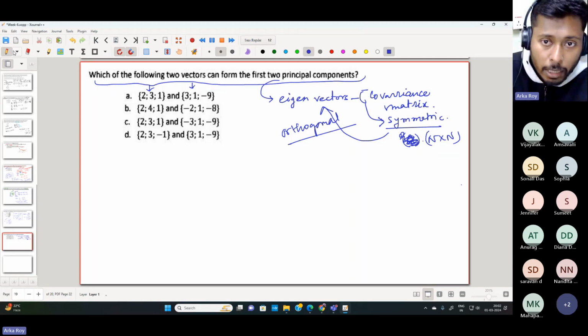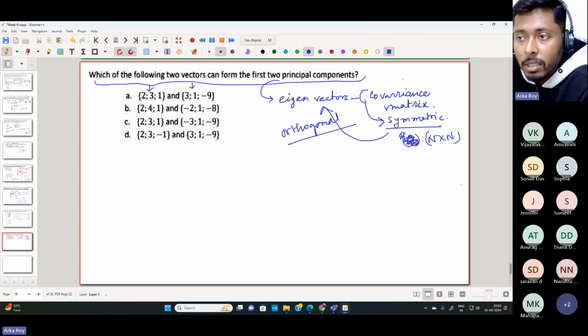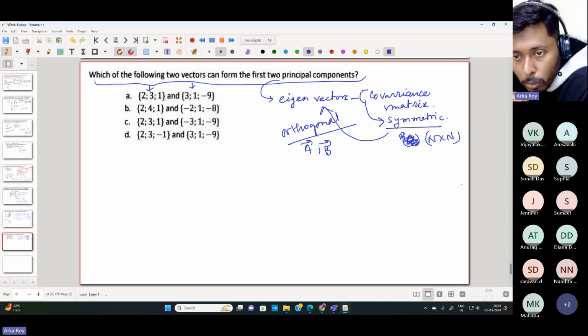So the principal components are basically the eigenvectors computed from the covariance matrix. As the covariance matrix is a symmetric matrix, for a symmetric matrix the eigenvectors will be orthogonal. So this is the reason why principal components are orthogonal to each other. Now, how to check whether two vectors are orthogonal to each other? If two vectors A and B are given, how can we check that they are orthogonal to each other?